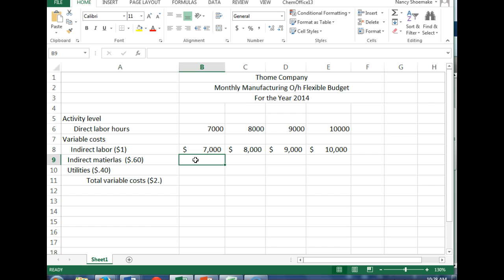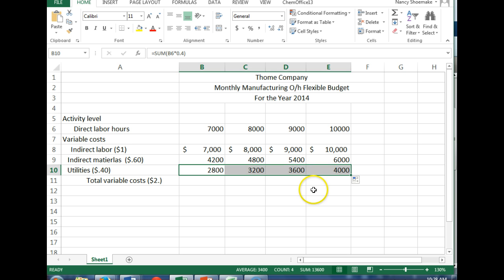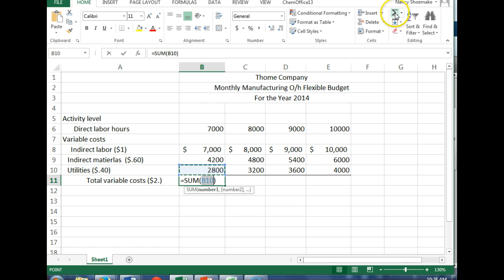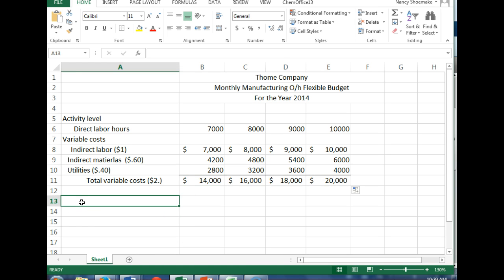Our indirect materials, 60 cents on 7,000 is 7,000 times 60, 4,200, 4,800, 5,400, and 6,000. And then 7,000 on 40 cents, 2,800, 3,200, 3,600, and 4,000. So then we've got our total variable costs, 14,000, 16, 18, and 20,000. Right? How are you guys doing?